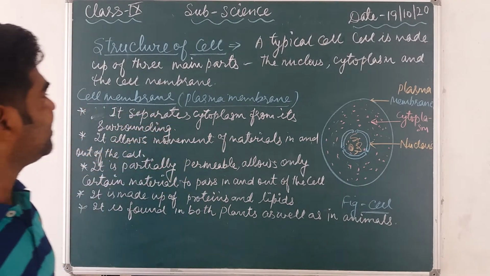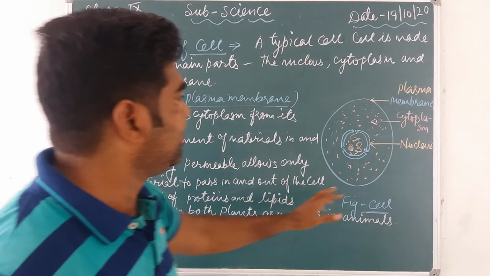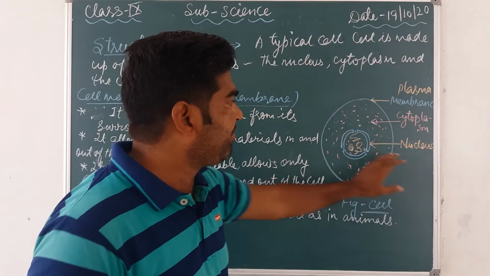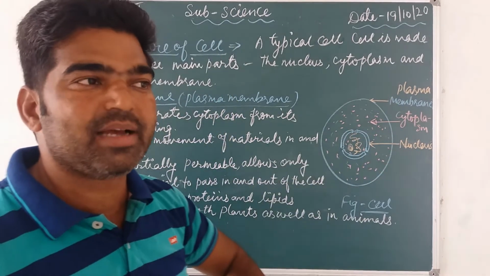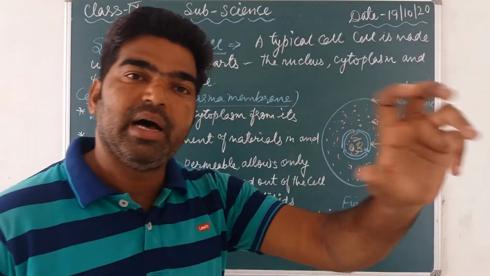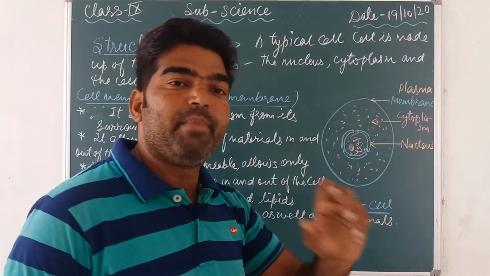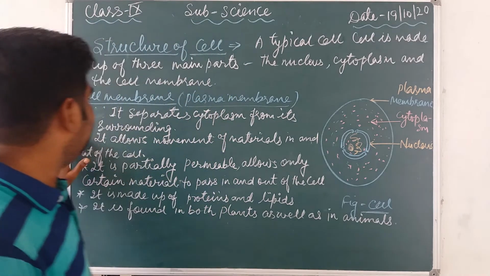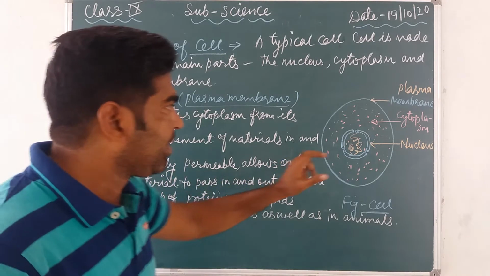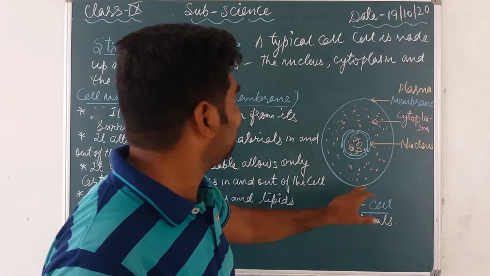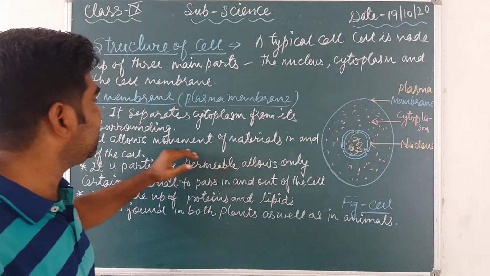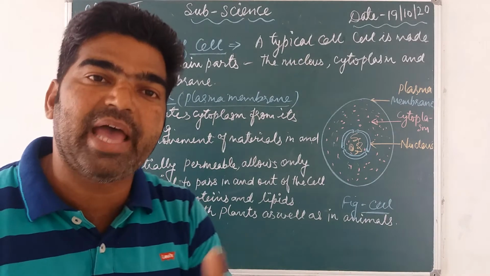It separates the cytoplasm from its surroundings. ये साइटोप्लाज्म को इसके आसपास की सराउंडिंग से सेपरेट करता है. Means it forms the boundary of a cell. Second, it allows the movement of materials in and out of the cell. Means this plasma membrane, or cell membrane, allows the movement of material in and out.